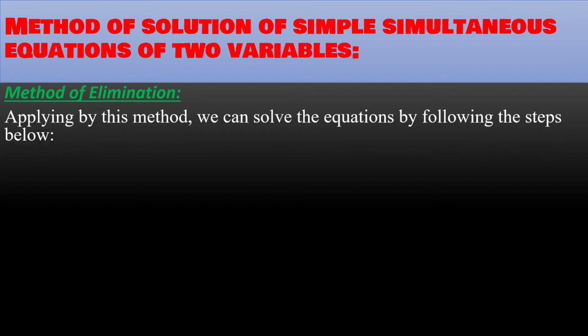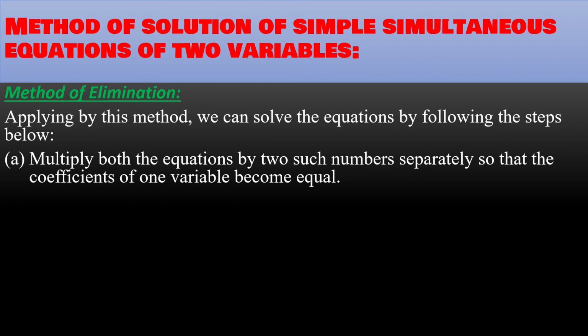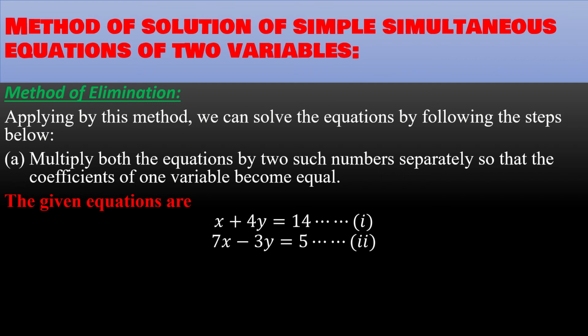Applying this method, we can solve the equations by following the steps below. Step A: multiply both the equations by two such numbers separately, so that the coefficients of one variable become equal. As per example, the given equations are x plus 4y equal to 14, and another equation 7x minus 3y equal to 5.